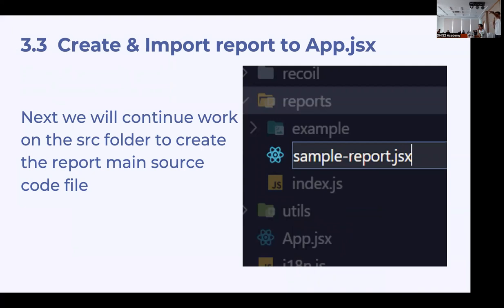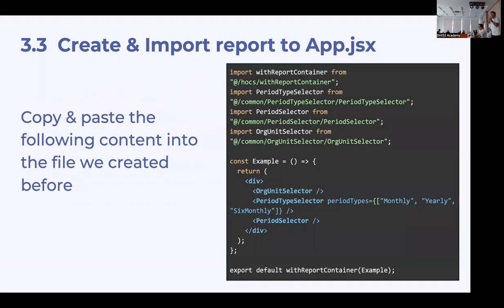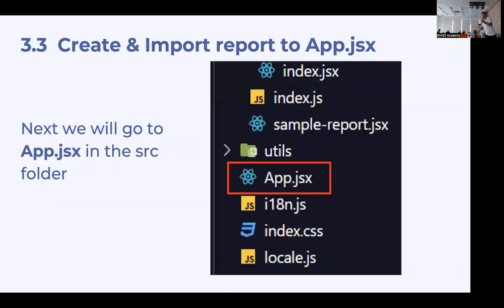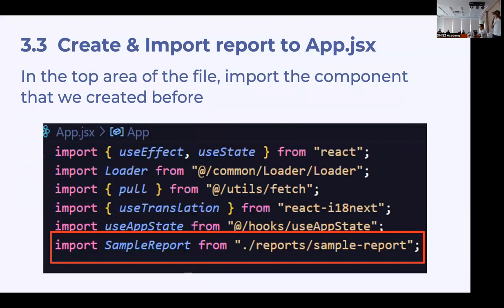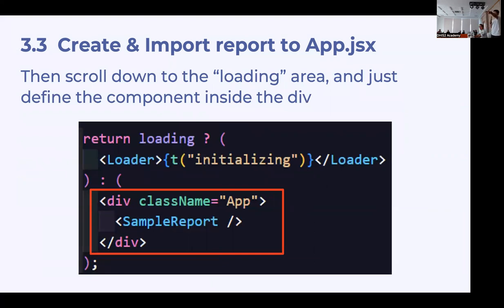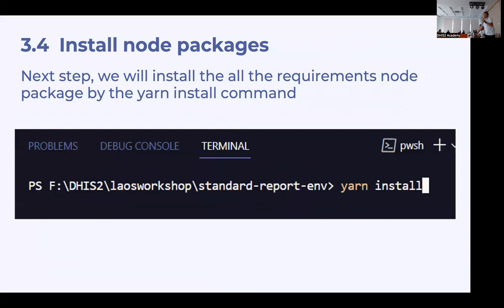Inside the reports folder, we create one example report and name it sample report dot JSX. Working with React, we need to name the file as JSX. And in here, this is the code for the sample report. For the next step, we go to the App.jsx in the root folder and include our standard report in this file. At the bottom, we put our standard report inside the app div.